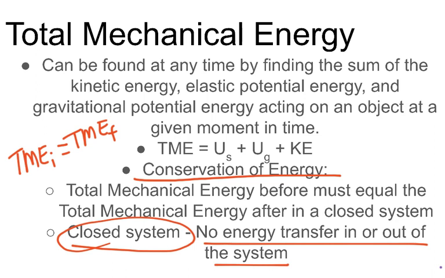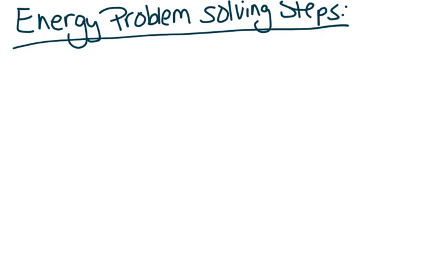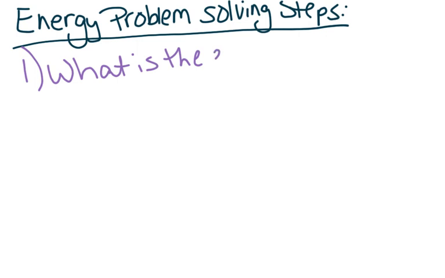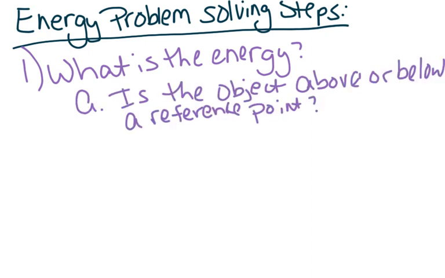All right, let's talk about our steps real quick, and then we'll talk about the practice. All right, so for the steps for solving energy problems, step 1, what is the energy? So we have to know what energy is there. So we need to look at 3 things, okay? The first one is, is it above or below? There may be situations when you're below a reference point. Okay. So is it at a height is basically what you're looking for.